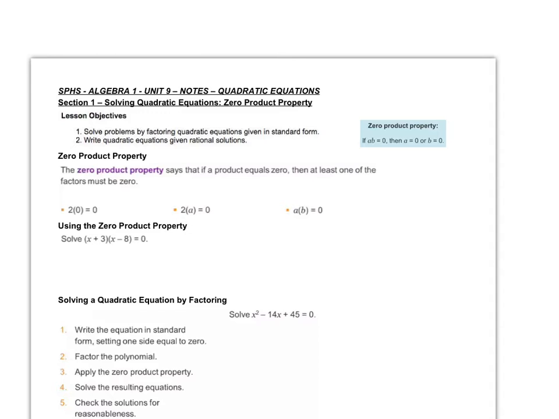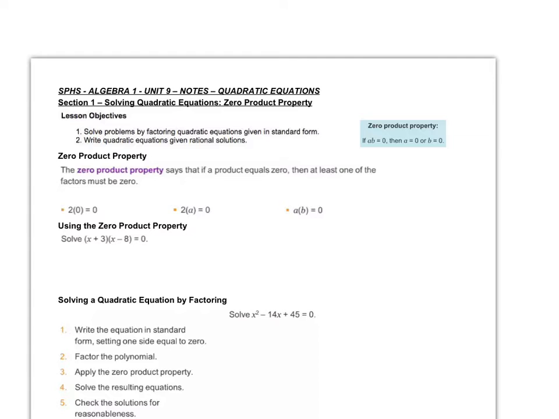This is a new unit. This is going to be Unit 9, and we're going to be talking about Section 1, solving quadratic equations using the zero product property. So the first thing we want to do is look at our objectives. We want to solve problems by factoring quadratic equations. And then we want to be able to write quadratic equations given the rational solutions.